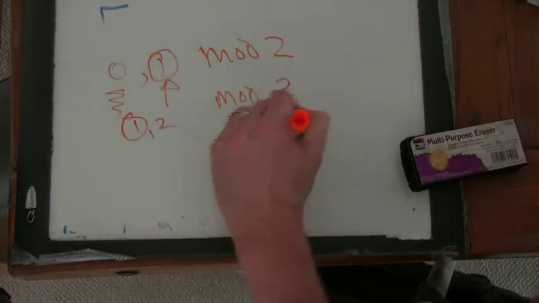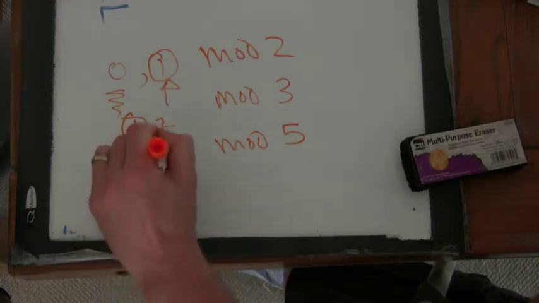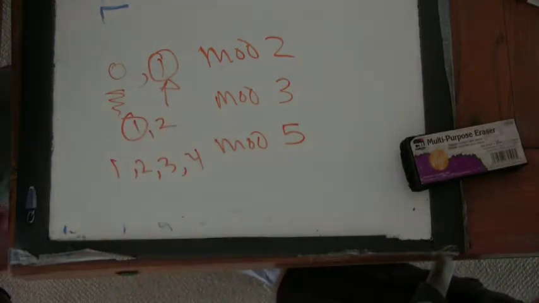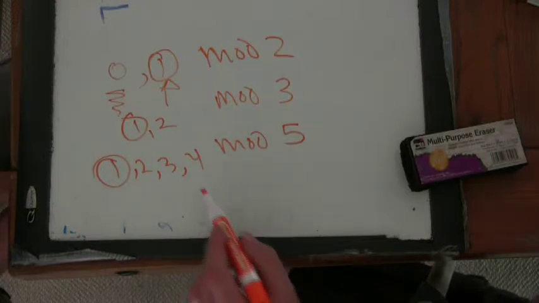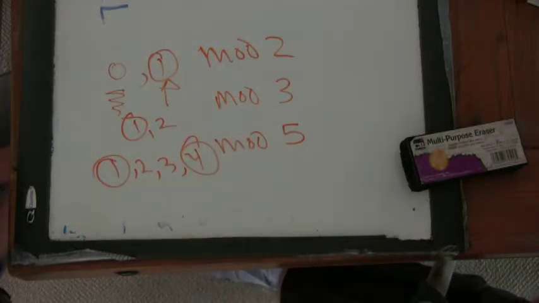Mod 5, I guess, would be next. So we have 1, 2, 3, and 4. What numbers here are squares? Well, again, 1 is a square. If you square 1, you get 1. 2 squared is 4, so I guess 4 would work. 3 squared would be 9, which would also be 4. And then 4 squared would be 16, which would be 1. So it's only 1 and 4.